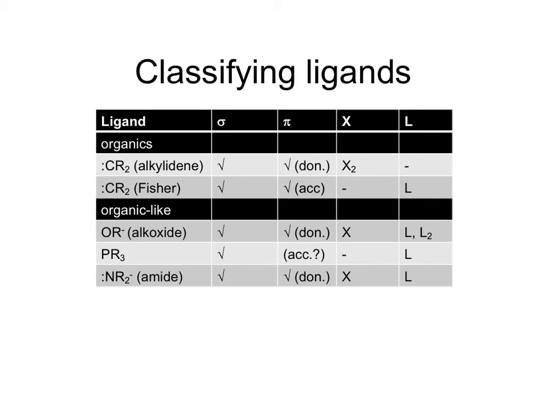Alkoxides are X-type ligands, but they can have 1 or 2 L-type donations depending on the exact complex you're looking at. They are both sigma and pi donors. Phosphines are sigma donors and in some cases pi acceptors for electron withdrawing phosphines. Amides usually are XL type ligands donating 3 electrons in a sigma and in a pi sense.